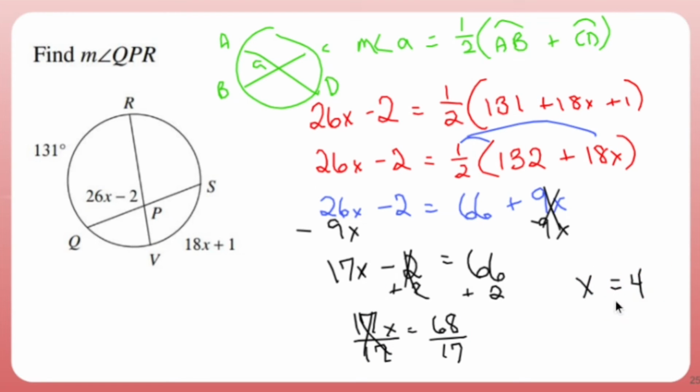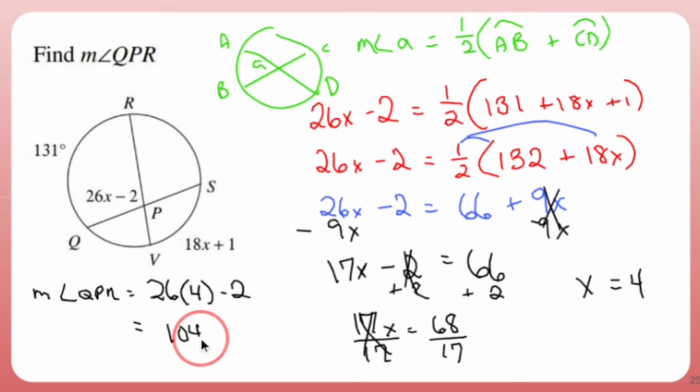Done? Circle it, call it a day? No, because I need the measure of angle QPR, and the measure of angle QPR is 26x minus 2. I just found out that x is 4. So 26 times 4 minus 2. 26 times 4 is 104. Minus 2 is 102.